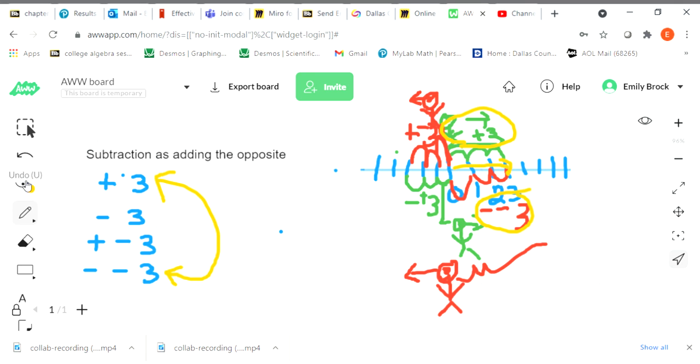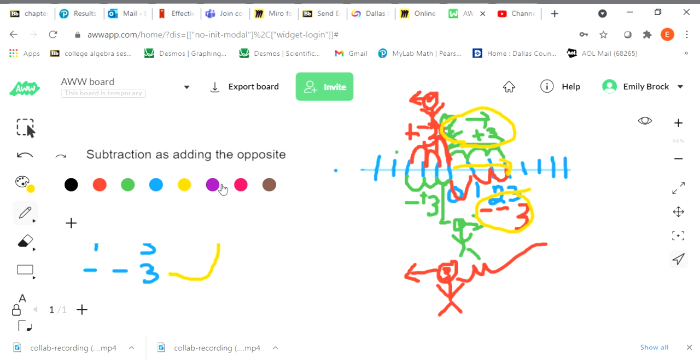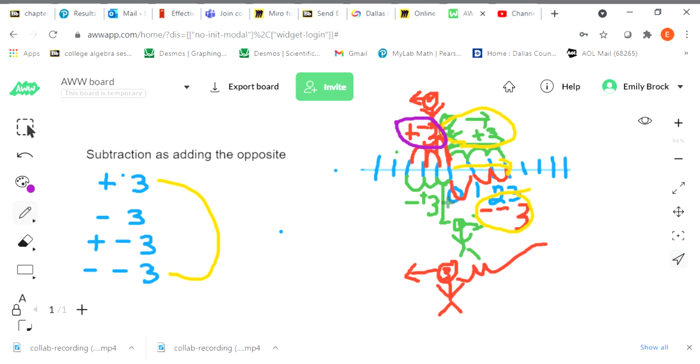What about the others? Let me get another color. We need a new color. If we go plus a negative 3, that says plus a negative 3. And this says minus a plus 3. So plus a negative 3 is the same as minus a plus 3. Those two are the same.